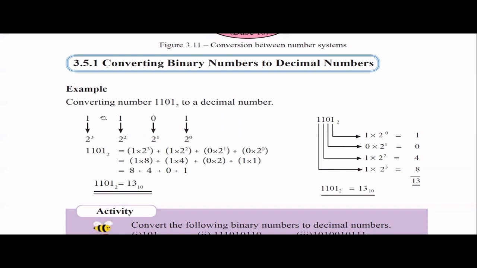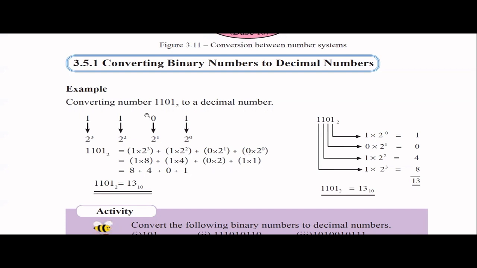What you have to do is multiply each digit with its weighting factor. 1 you multiply with this weighting factor, and 0 you multiply with this weighting factor, 1 into this, 1 into this. There is a small printing mistake here, because it should be 1 into 2 to the power 0. I hope you know any number to the power 0 is 1. That means 2 to the power 0 is 1. So there's a printing mistake here, and it should be 1. 1 into 1 is 1.